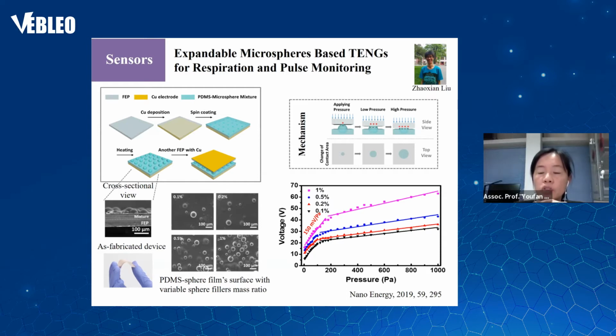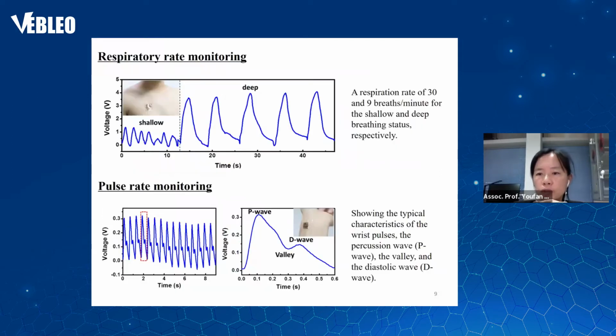Then we can get a different level of output signal. And in this case, because the device is very soft, we can get the highest pressure sensitivity achieved in such kind of TNG-based device. And because it is very soft and very sensitive, when you attach such a device on your body surface, you can get information about the respiratory rate or your pulse rate.